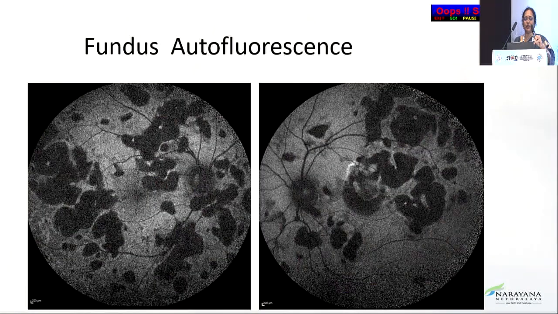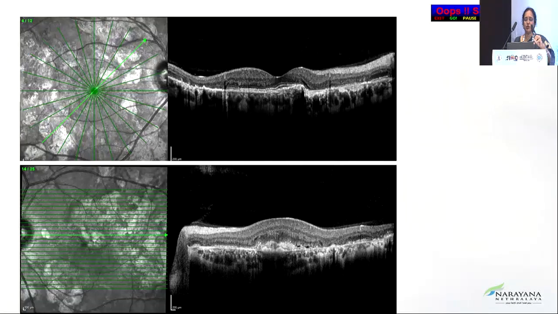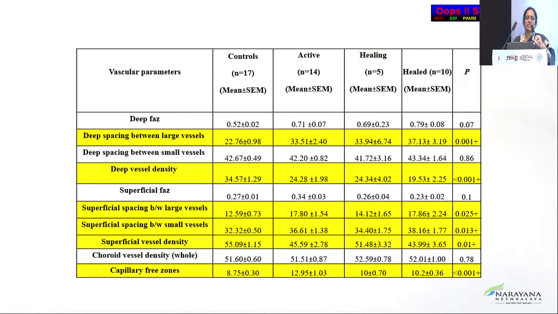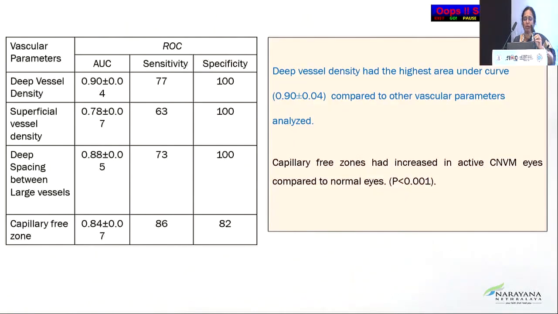A 34-year-old with serpiginous-like choroiditis. Fundus autofluorescence shows hypo- with hyper-autofluorescence. OCTA shows the choroidal neovascular membrane. So these are the OCTA findings, where we noticed deep spacing between the larger vessels was increased, deep vessel density was decreased, and we also saw the capillary free zone corresponding to the areas of the choroidal neovascular membranes. The deep vessel density had the highest area under the curve compared to the other vascular parameters. So capillary free zone was increased in active CNVM compared to normal eyes.